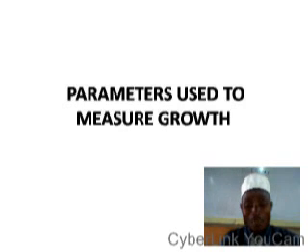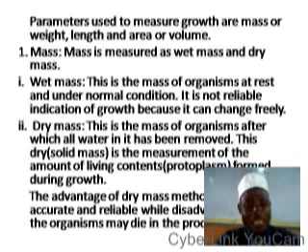Mass. The mass is the amount of matter that a body contains on its support. Then mass is measured as wet mass and dry mass. Wet mass is the mass of organism at rest and under normal condition. It is not a reliable measurement of growth because it can change freely, because organisms grow from day to day.